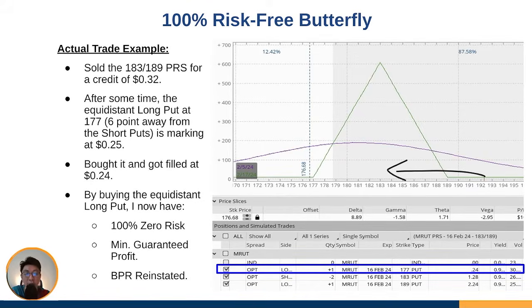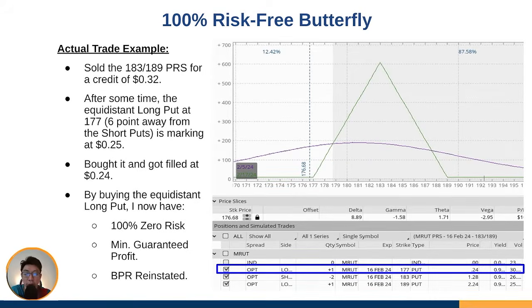So imagine this. Imagine you have reached the point where you have put on so many of these 100% risk-free butterflies that as long as the market trades to any one of those butterflies, you have a chance to make the profits that are somewhere inside this tent.